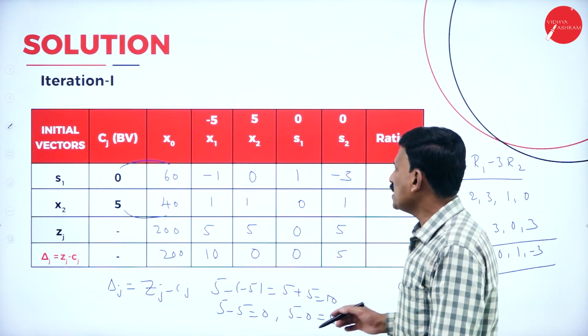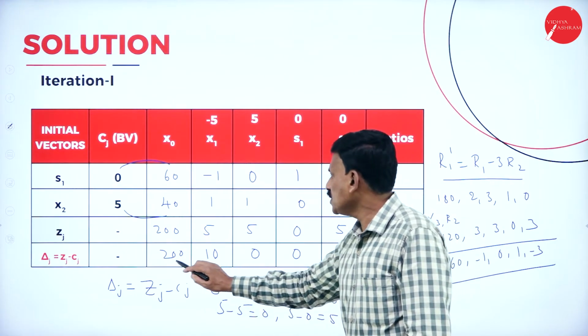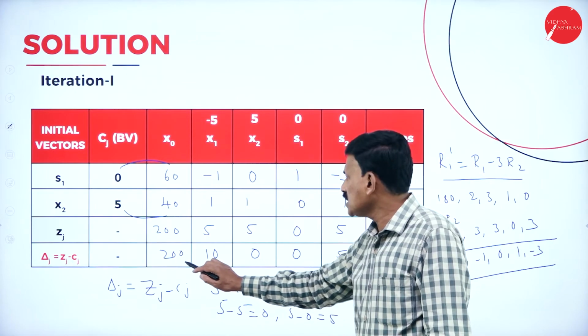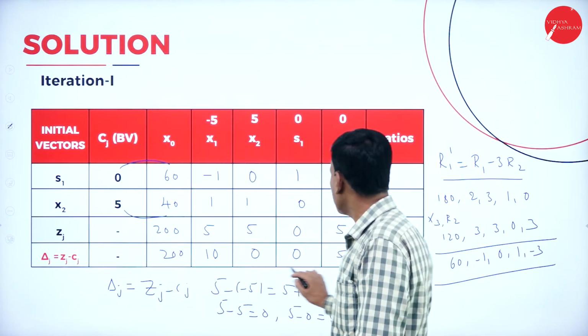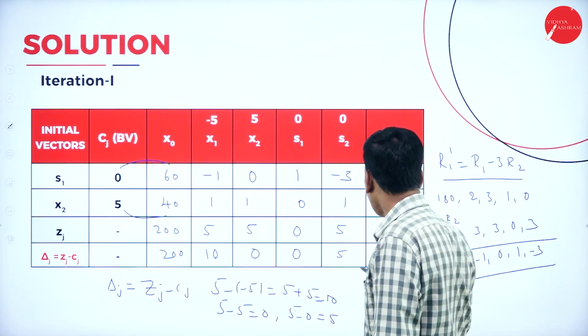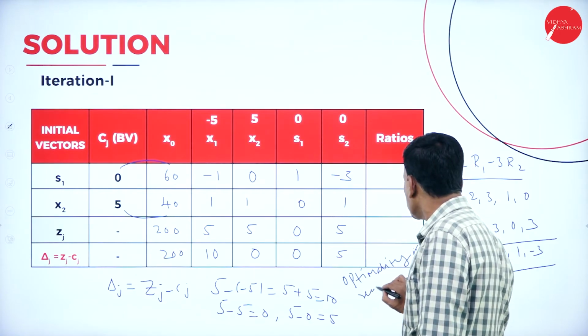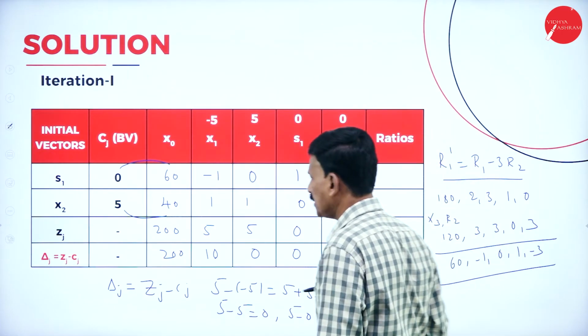Now see here, since all the values in this delta j, zj minus cj, are found to be positive, greater than or equal to 0, hence the optimality is reached. Here the optimality is reached. Now find out the solution.